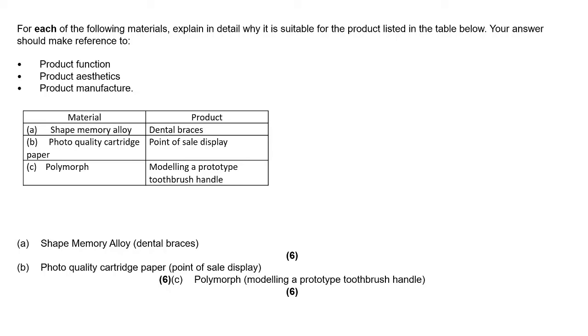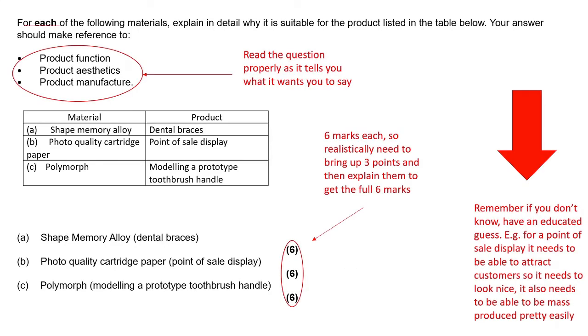So the first one: for each of the following materials, explain in detail why it's suitable for a product listed in the table below. Your answers should make reference to function, aesthetics, and manufacture. So shape memory alloy for braces, photo quality cartridge paper for point of sale, and then polymer for modelling a toothbrush handle. So first thing, we're going to try and break it down.